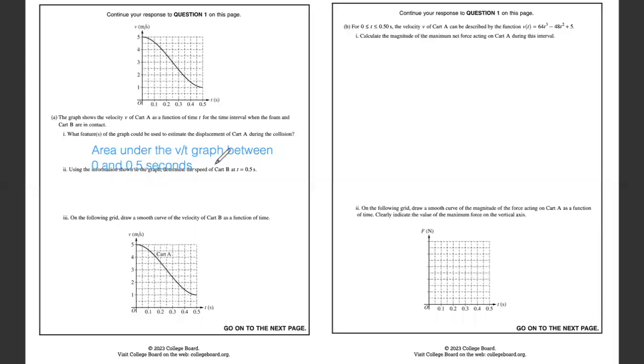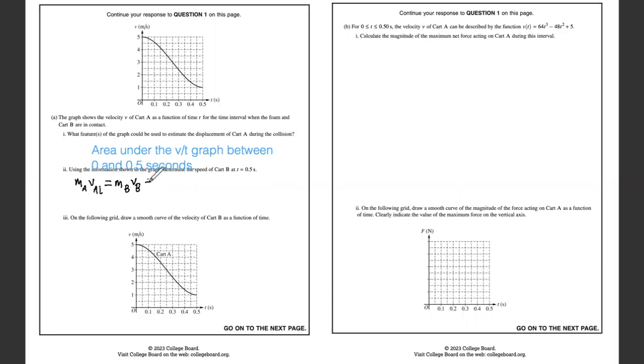Use the information from the graph to determine the speed of cart B at time 0.5 seconds. It is not 1 meter per second. That is the speed of cart A. We have to use conservation of momentum here to help us find the velocity of cart B after the collision. So we would say that the total momentum before is equal to the total momentum after.